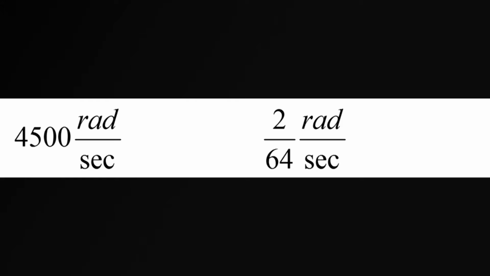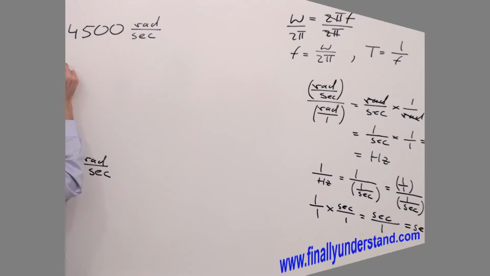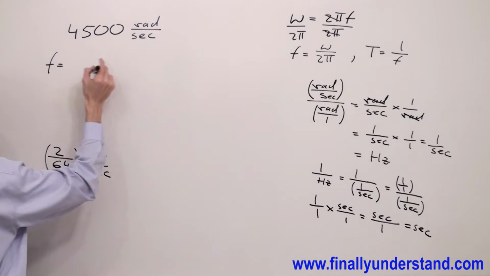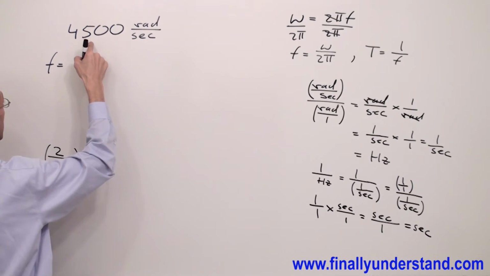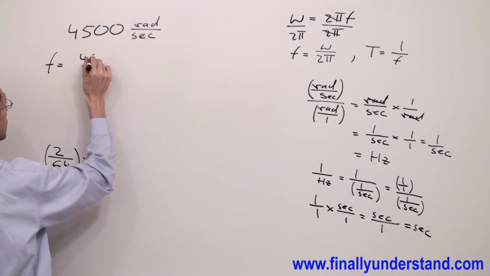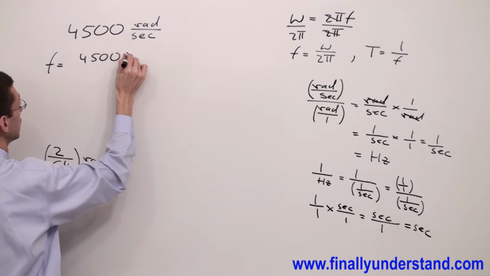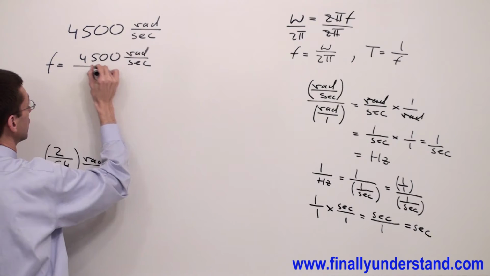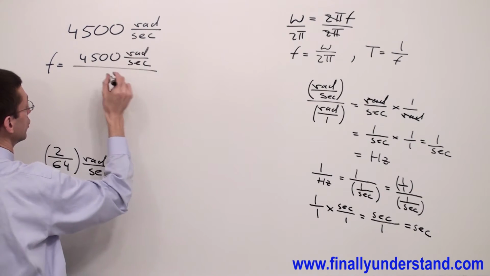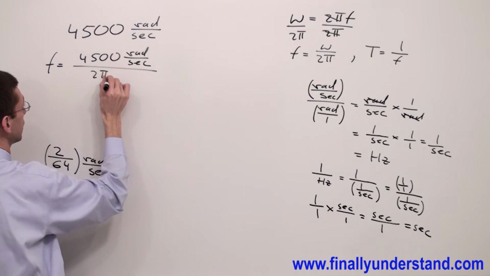Let's take a look at these two examples. I have to find the frequency first. Frequency is equal to omega over 2 pi. My omega is 4,500 radians per second over 2 pi radians.